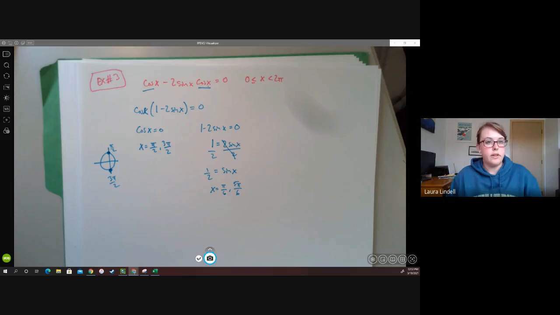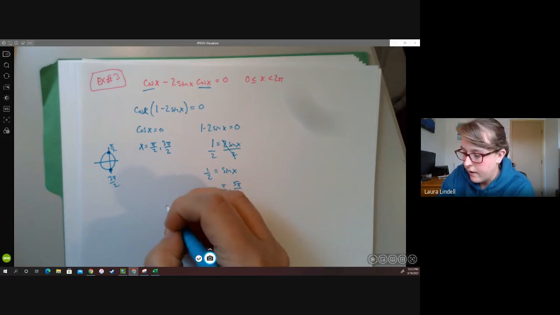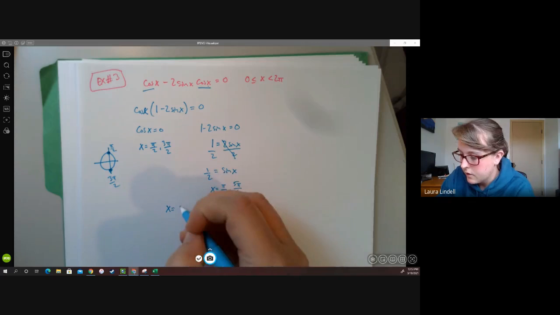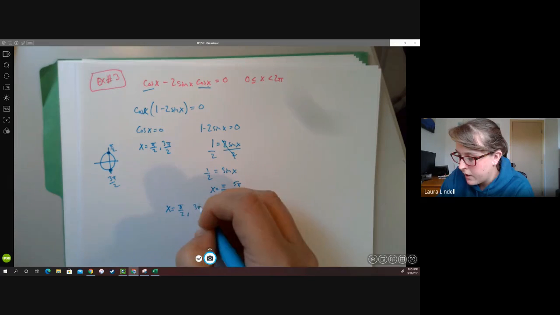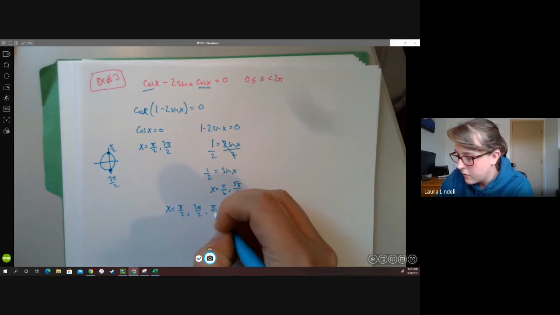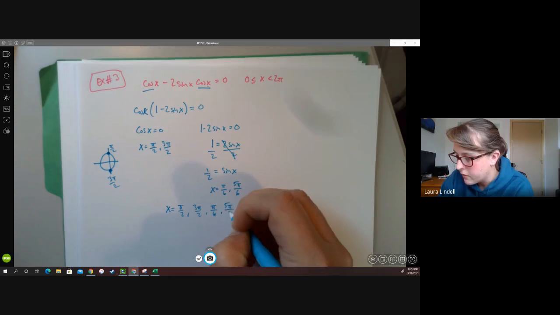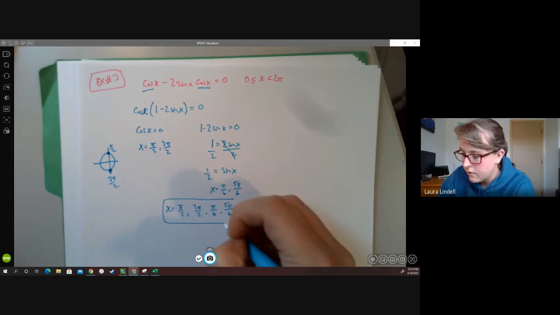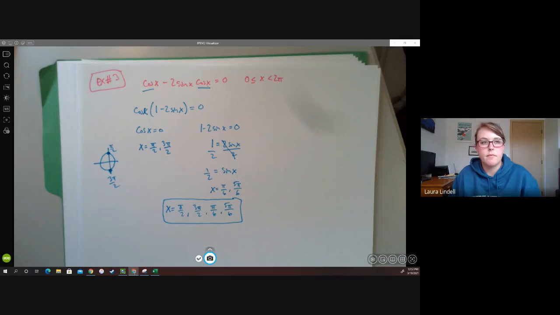And so all four of these things that we have found are solutions. So we have x equals pi over 2, 3 pi over 2, pi over 6 and 5 pi over 6 for our solution to the whole thing.